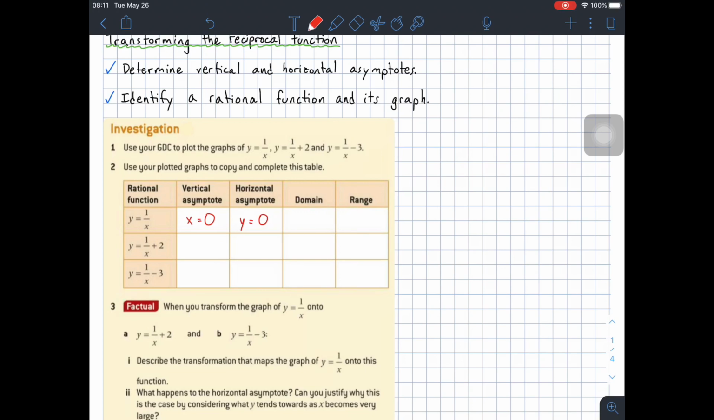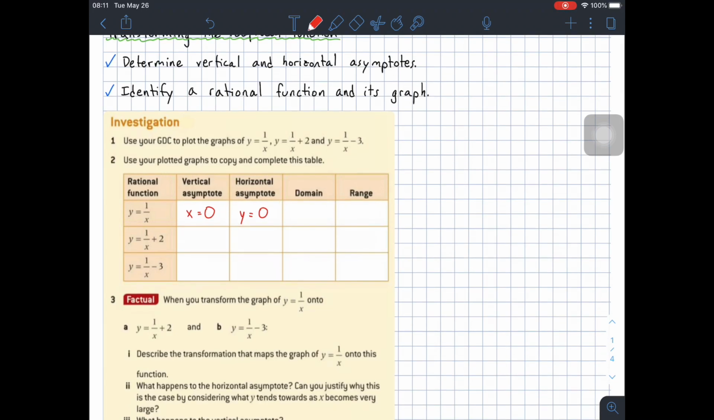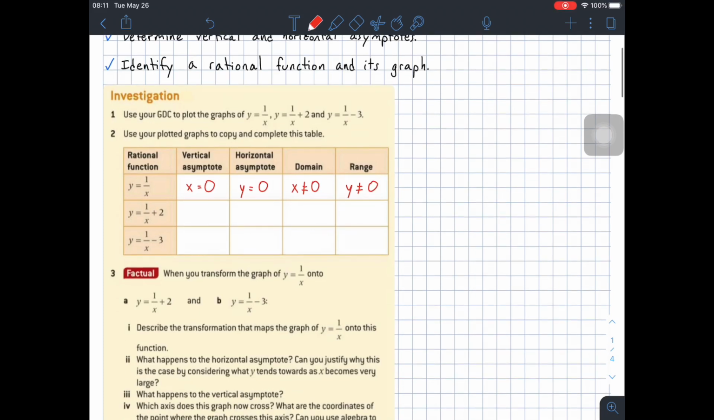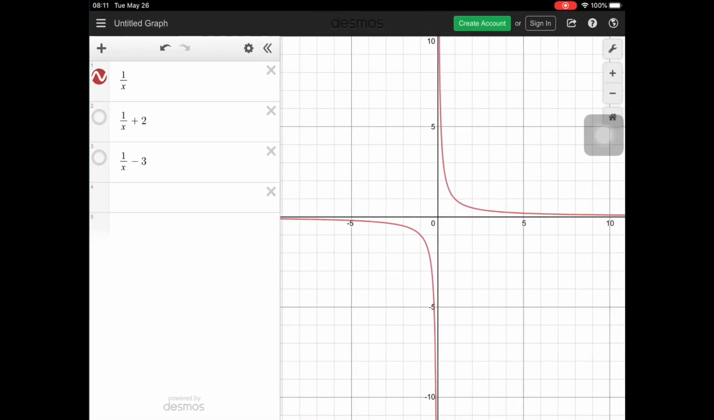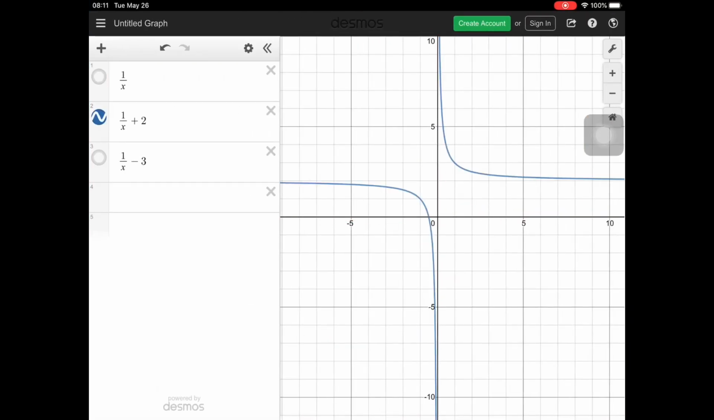So the domain, remember the domain is always related to the vertical asymptote, and the range is always related to the horizontal asymptote. So the domain would be x different from the vertical asymptote, which is 0, and the range is y different from 0, which is the horizontal asymptote. Okay? Now let's look at the second function, y equals 1 over x plus 2. I'm going to erase this and plot this one.